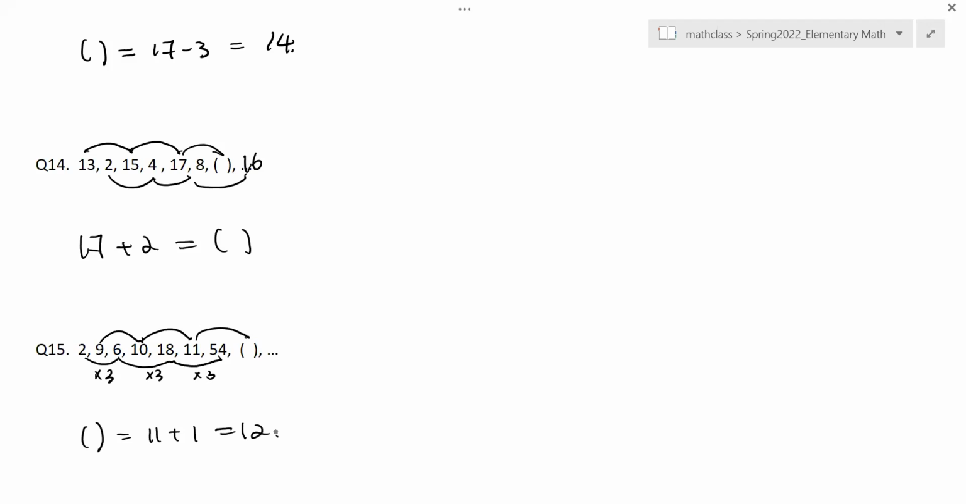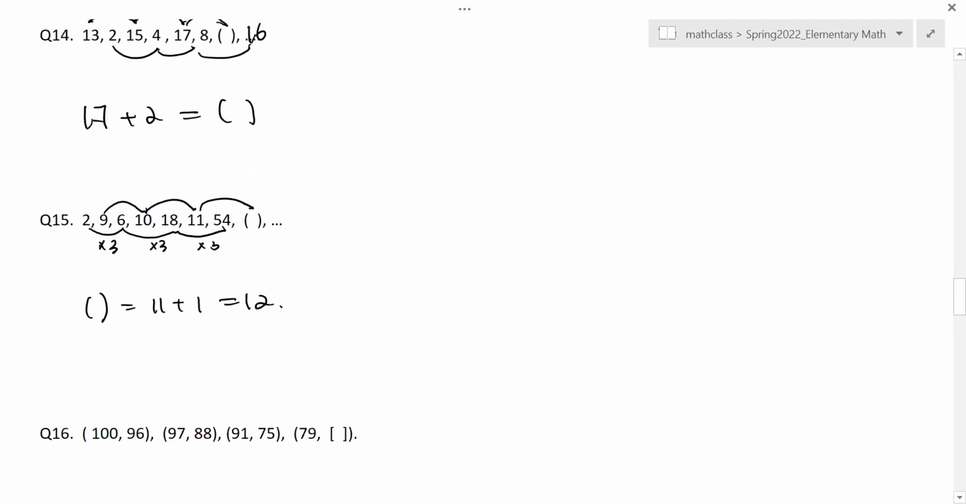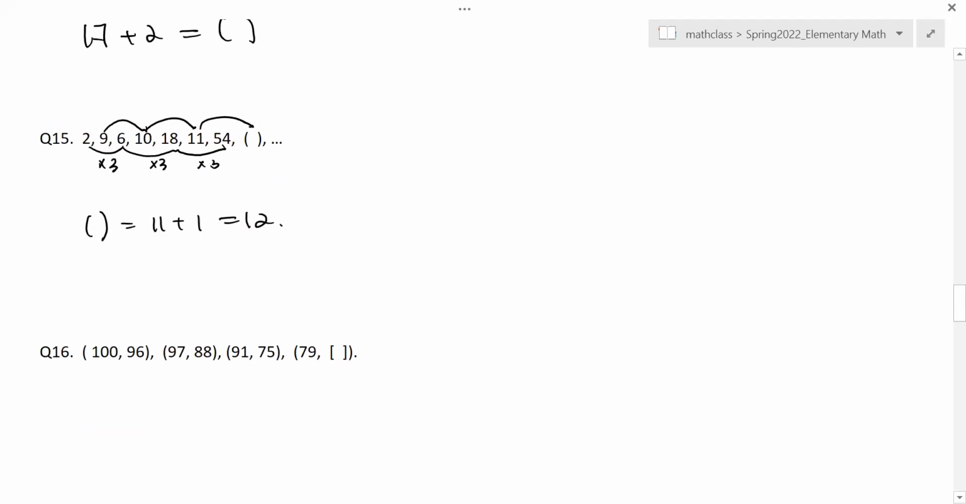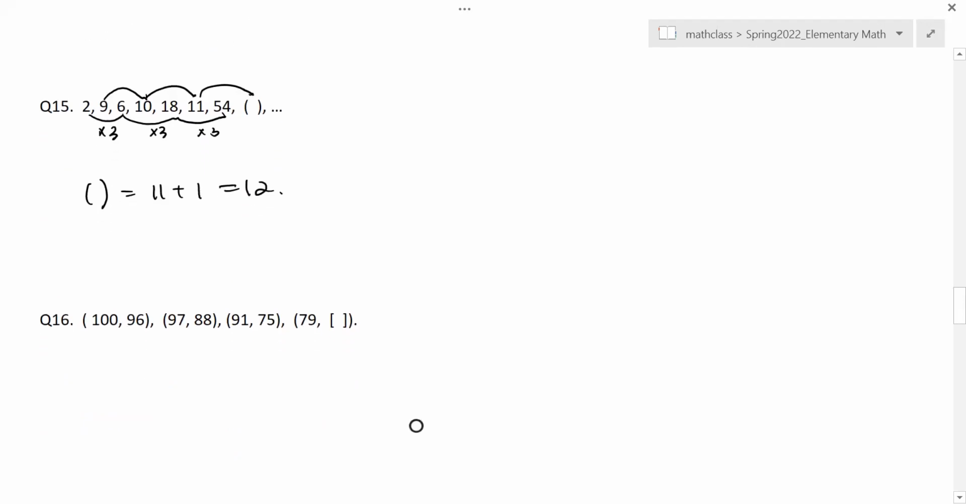All right. So we haven't seen all kinds of sequences here. It's time to look at a different sequence. This time you get a sequence of pairs of numbers. Let me show you how to do this first.